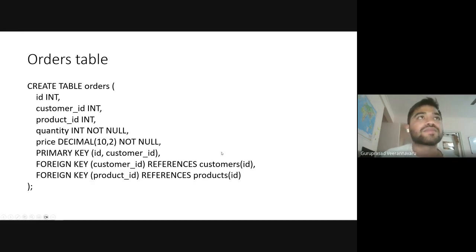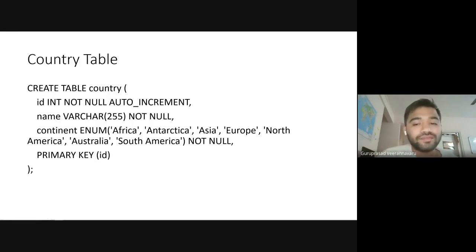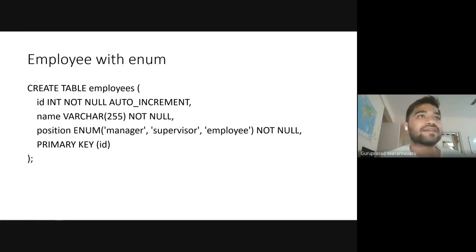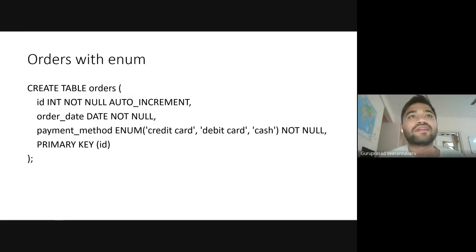Then I think we had also discussed enum types. Here we have created a table called country, and the enum can only be any one of these, right? It can be any one of the 7 values. Similarly, this table is for showing how enum works. Then another example of enum, where employee type can be manager, supervisor, or employee.